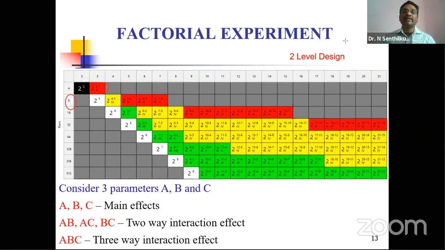Similarly, in yellow, we can have 4, and in green, we can have 5. So what are these 3, 4, 5? Here we have 6, 7, 8, 9, 10. These are all called design resolutions. So here for 3 parameters, normally we would have 8 experiments, but we have a reduced experiment count of 4 for design resolution 3.